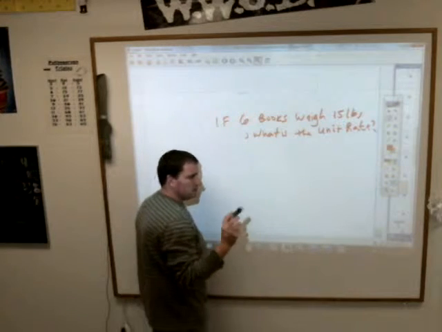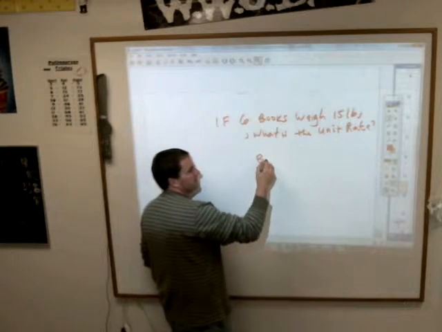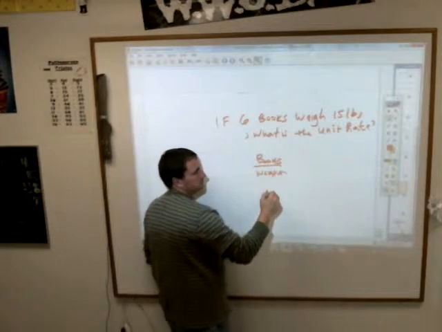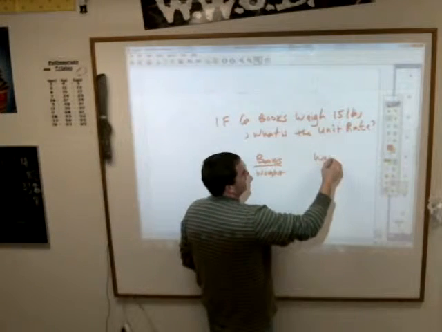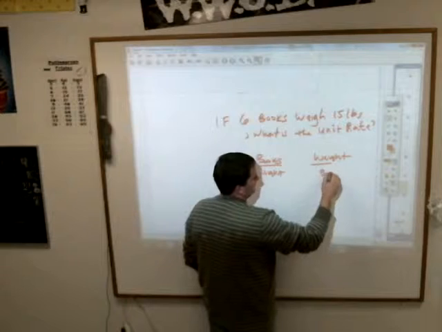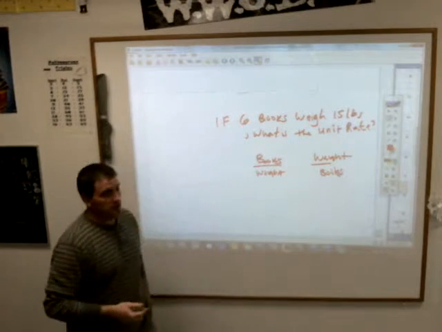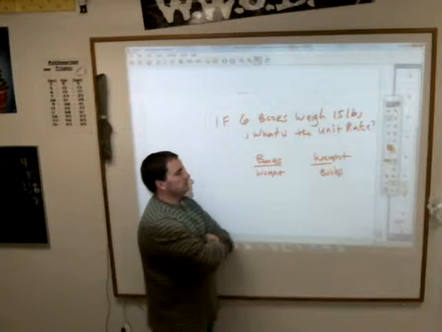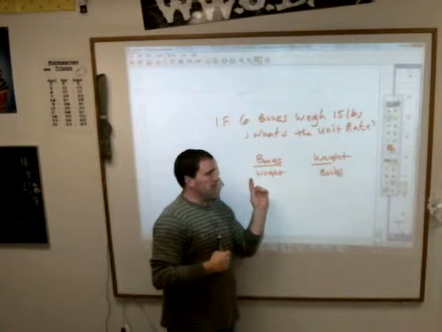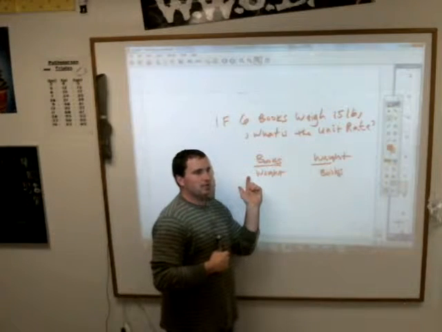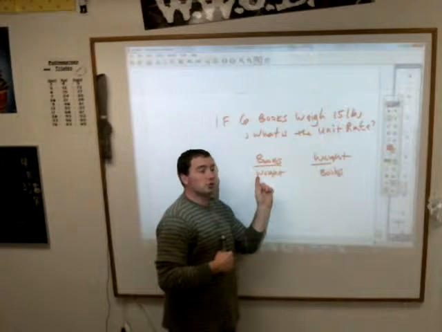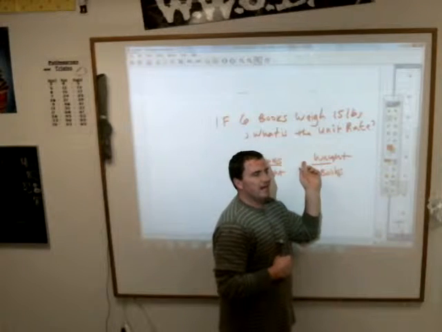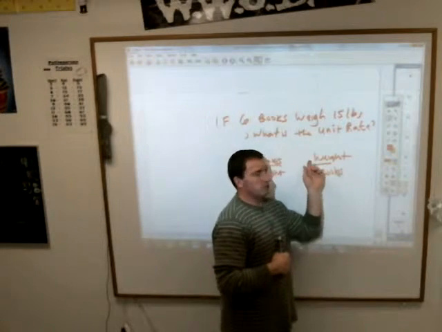The question you need to ask yourself is, do I put books on top over weight, or do I put weight on top over books? Because you could write the fraction either way. So you have to ask yourself, what makes more sense? If I go to the store, if I put a 1 on the bottom, do I ask the store how many books I can buy per pound? Or do I ask how much one book weighs?